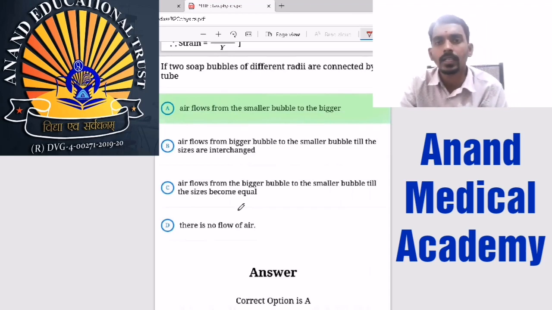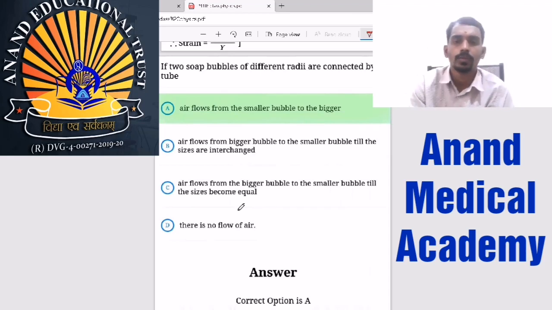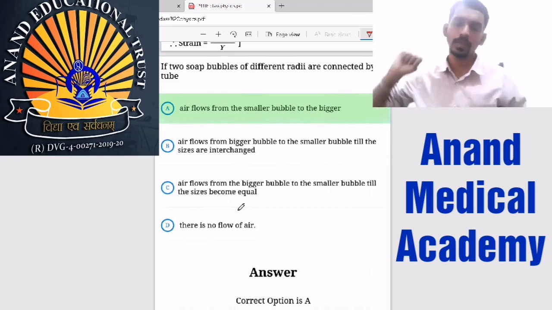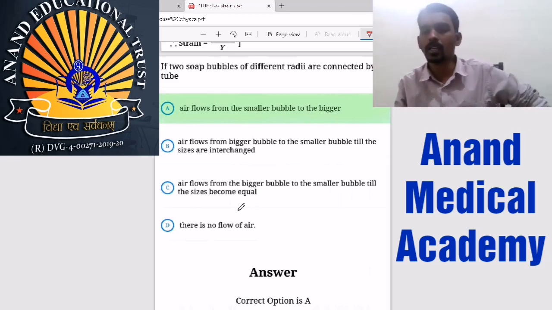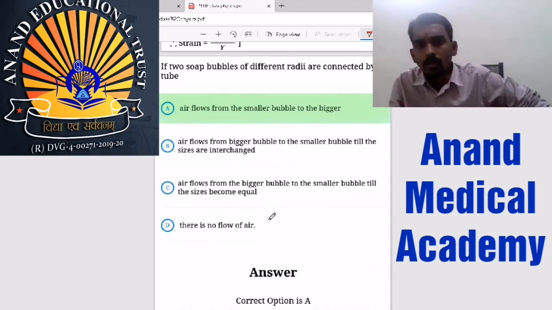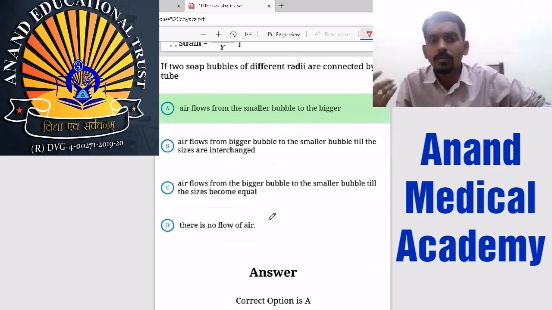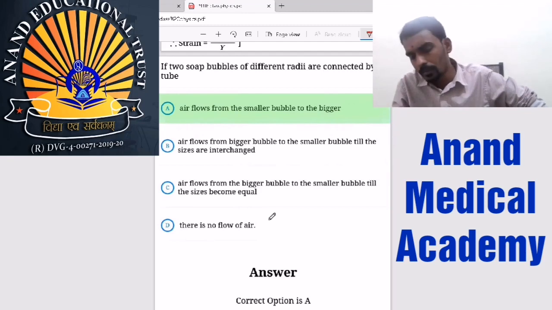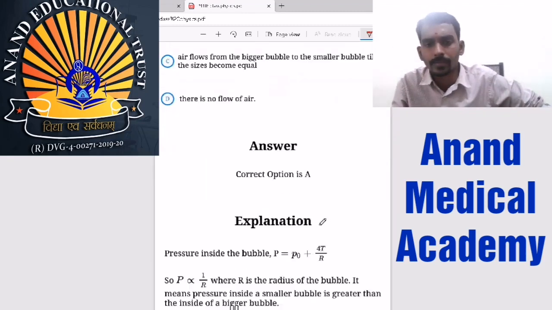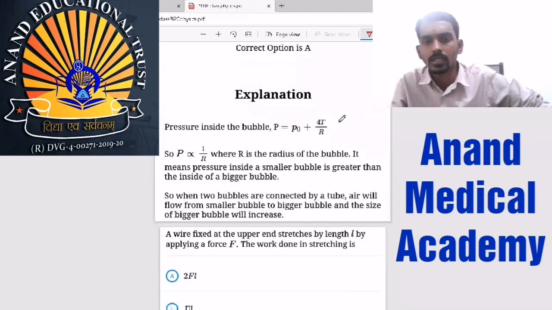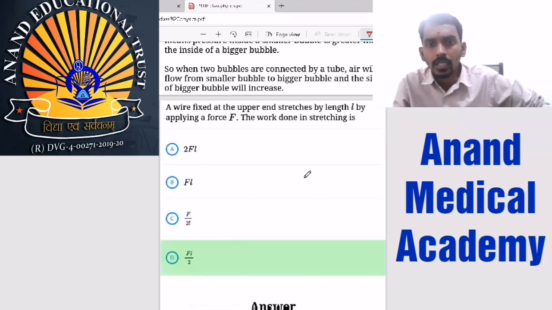If two soap bubbles of different radii are connected by a tube, see, it is based on the excess pressure. Excess pressure is inversely proportional to radius. Smaller means greater pressure. So the air flow or fluid flow happens from high pressure to low pressure. That's why smaller to bigger. So it is a conceptual based question. See, this is the relation for excess pressure.